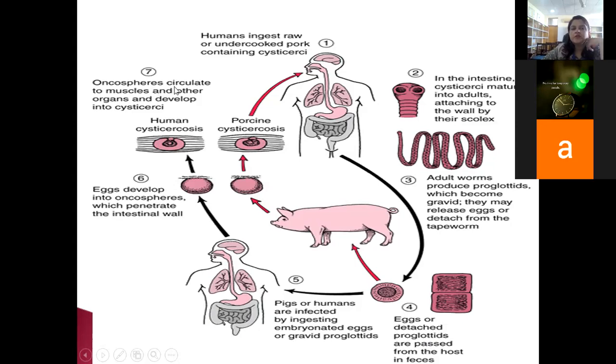The oncospheres circulate to the muscles and other organs and develop into cysticerci. Now, these cysticerci in humans get calcified, and in the pigs they get calcified in the muscle tissue. And when you eat uncooked or undercooked pork, then you get the infection again. A new human will get the infection, and then the same cycle will be repeated.